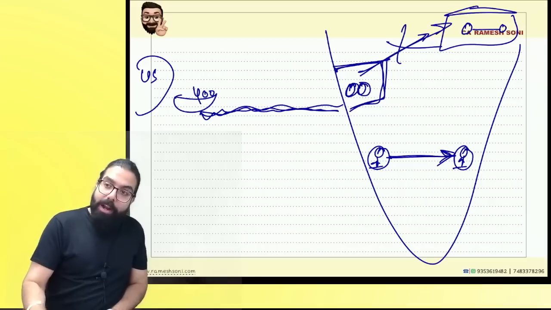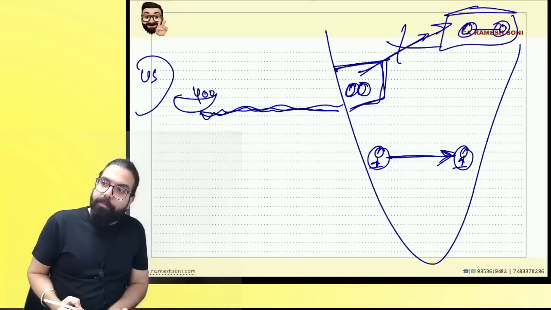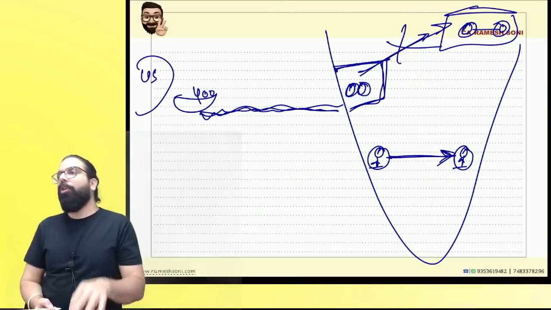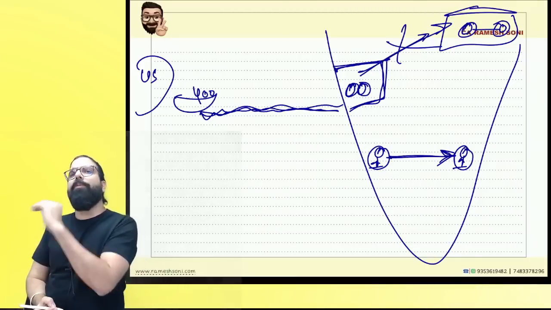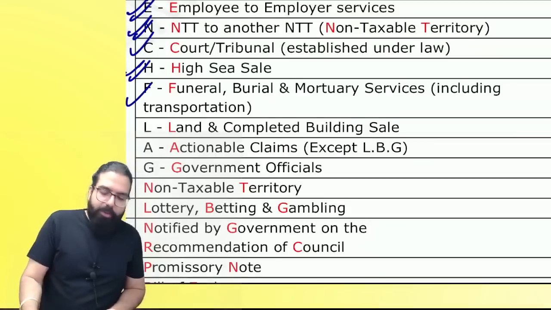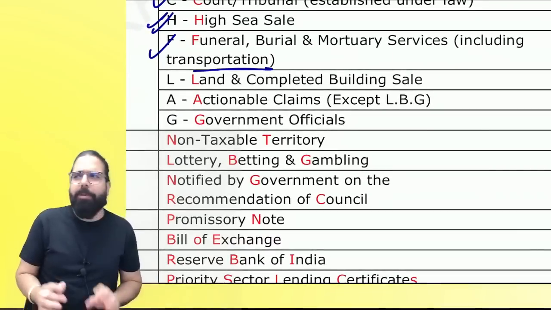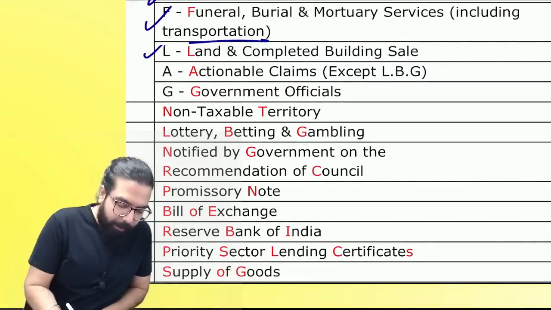I transferred it to the warehouse. Now, if I'm selling it, then what will happen, everyone? Bond to bond transfer or high sea sale, neither supply of goods nor supply of service. The next one over here is what, everyone? F for funeral, burial, mortuary services, including transportation. Government told a person is going, let him go in peace.